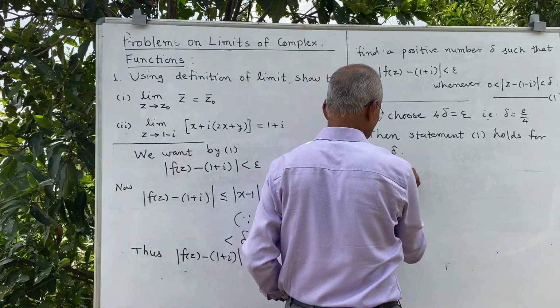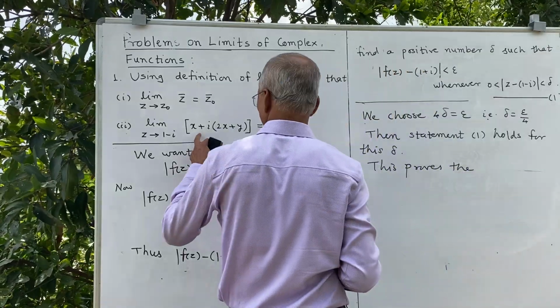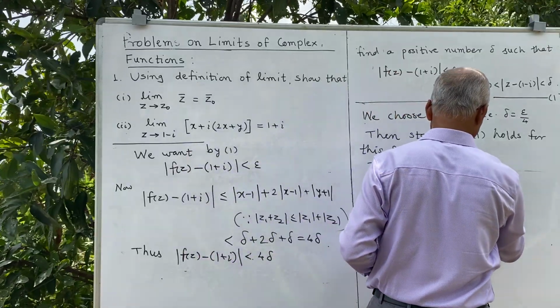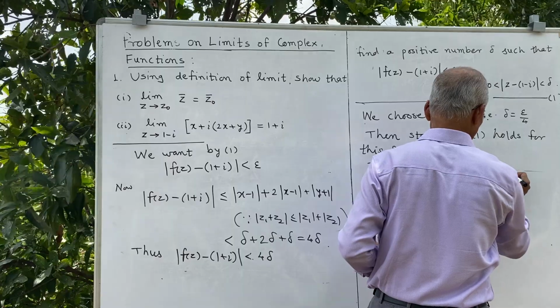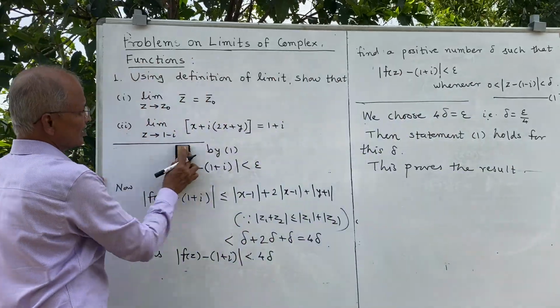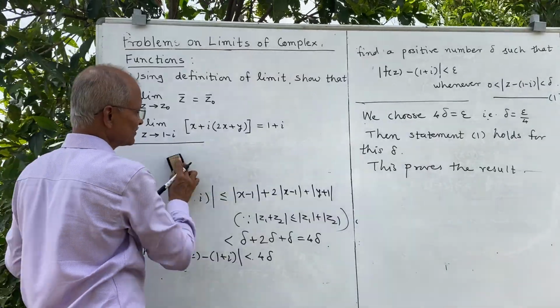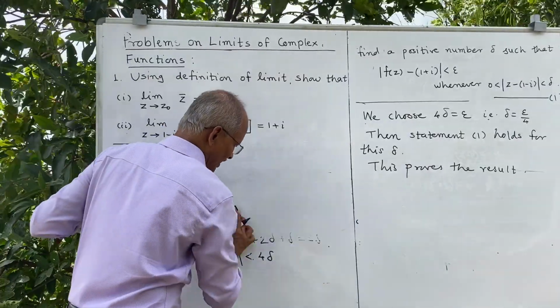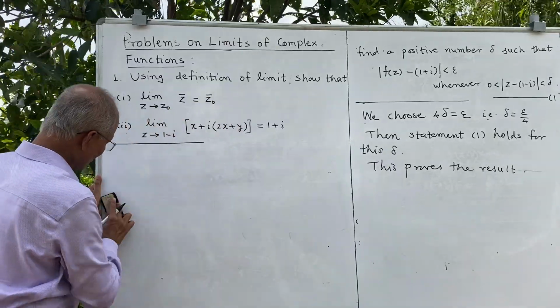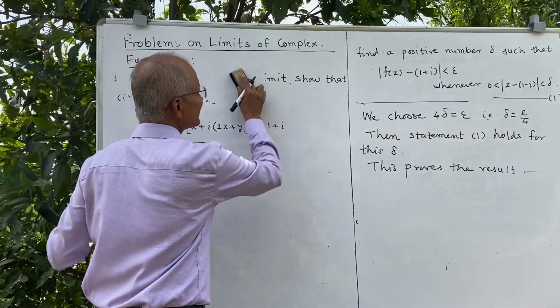This proves the result. And thus we have shown that the limit of this function as z tends to 1 minus i is 1 plus i. Now we have earlier proved a theorem that the limit of a function, if it exists, is unique.